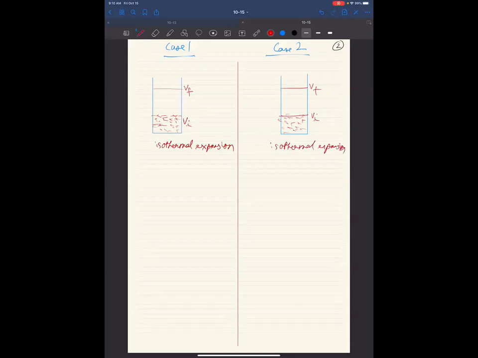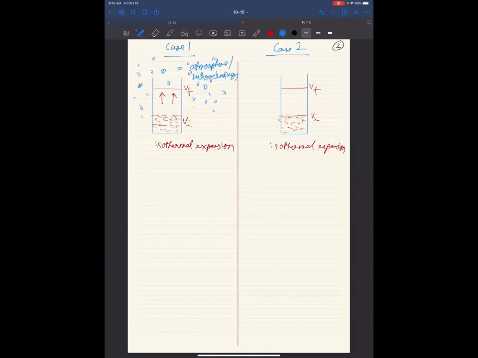The difference now is this one: as it expands, it's expanding against an atmosphere which is also made up of lots of gas molecules, right? So that's what I'm trying to draw outside. You have this atmosphere or surroundings, and the expansion is happening against this surrounding.